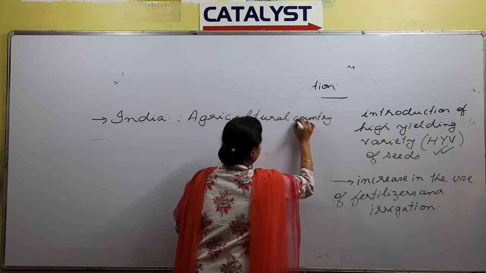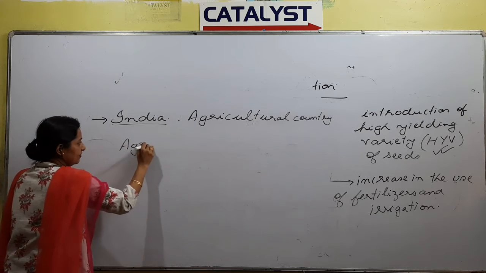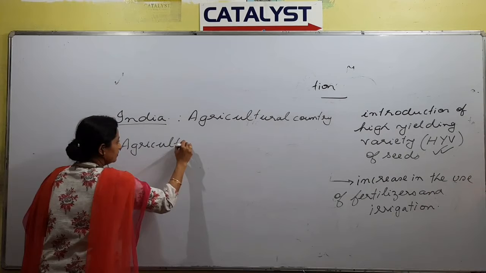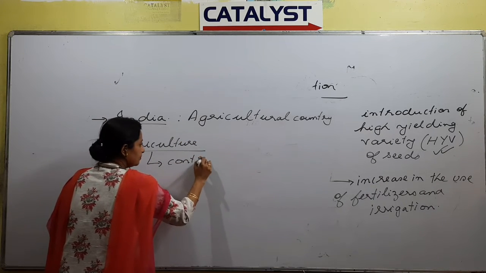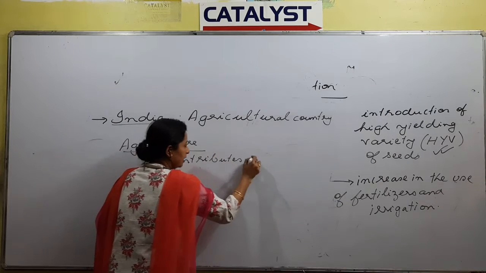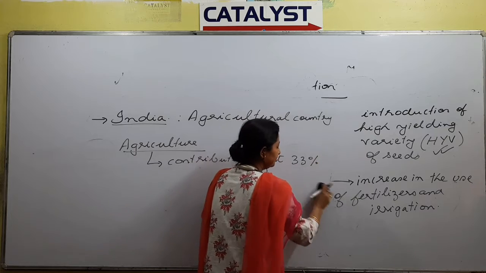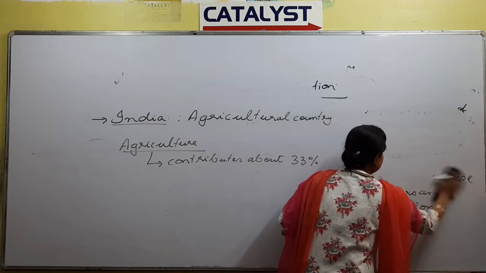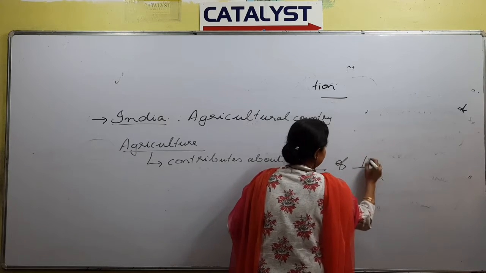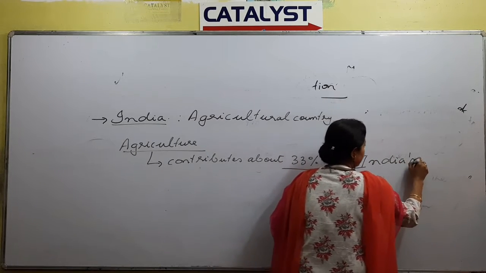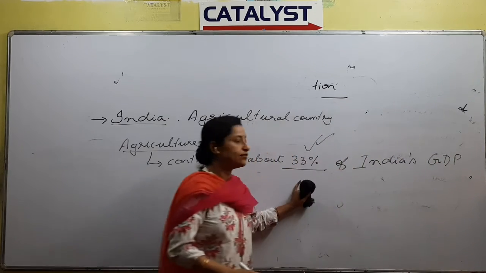Right? India is an agricultural country. You need to remember that agriculture contributes about 33% of the country's GDP. 33% of India's GDP. This is a point for a question: what percent of the GDP does agriculture cover?